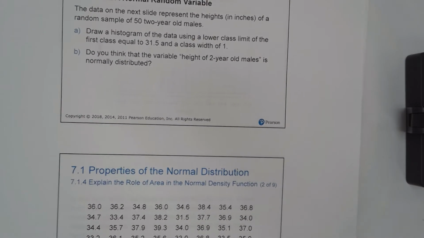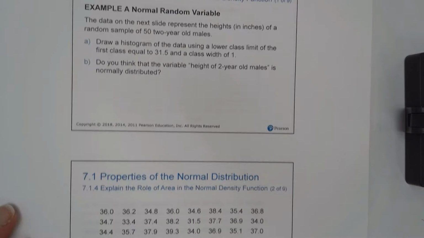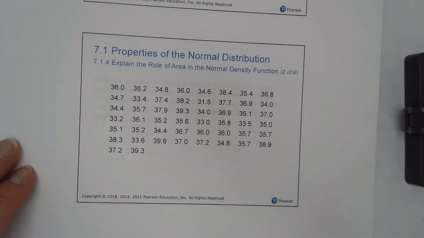Okay, so let's look at this data. I think we've seen this data before. The data on the next slide represents the heights in inches of a random sample of 52-year-old males. Draw a histogram of the data using the lower class limit of the first class equal to 31.5 and a class width of 1. And then part B, do you think the variable height of a 52-year-old male is normally distributed? Okay, so these are all of the possible heights.